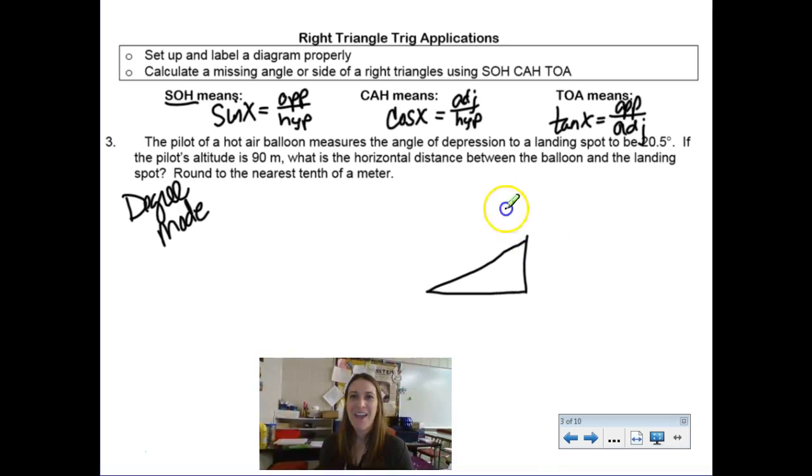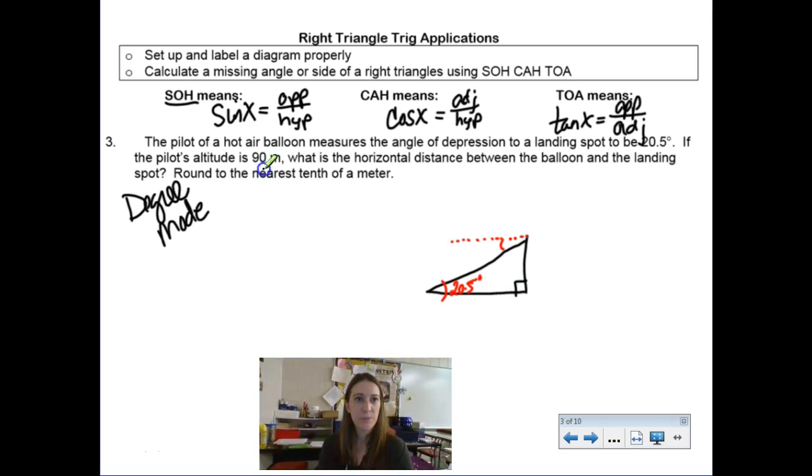Hot air balloon. And it says the angle of depression is 20.5. Now, that one always confuses kids because the angle of depression is up in the sky, but it's not even in your triangle. So this angle of depression is the same thing as this angle of elevation. So I'm actually going to draw that 20.5 down here. And that's the angle I'm going to center my math around.